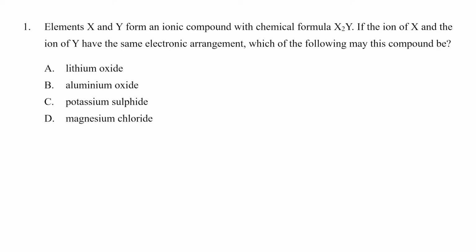2016 question 1. Elements X and Y form an ionic compound with the chemical formula X2Y. If the ion of X and the ion of Y have the same electronic arrangement, which of the following may this compound be? First off, my habit is if I see a chemical formula and the question is asking us about ions, I tend to look for what were their original charges.